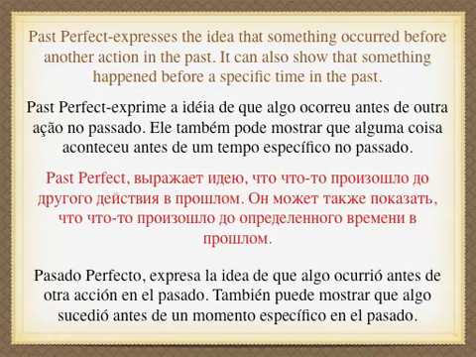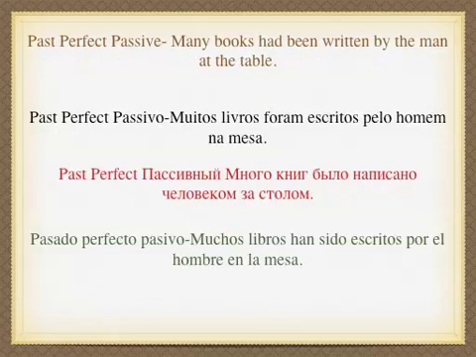Past perfect. Expresses the idea that something occurred before another action in the past. It can also show that something happened before a specific time in the past. Past perfect passive. Many books had been written by the man at the table.